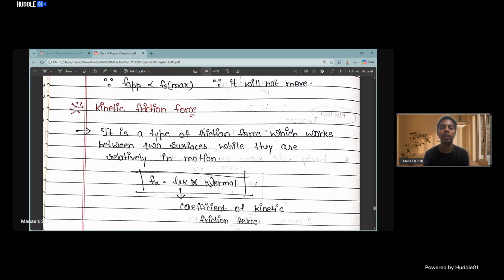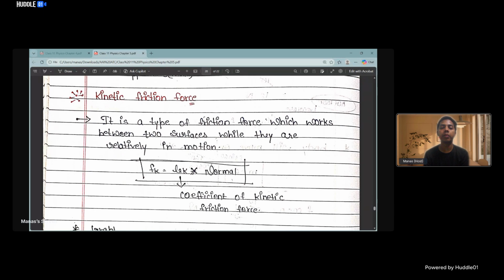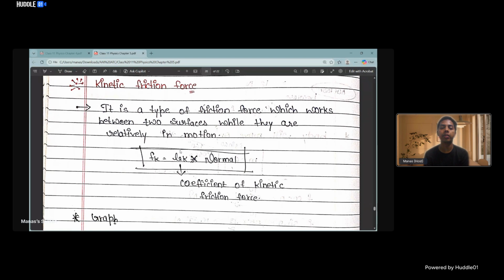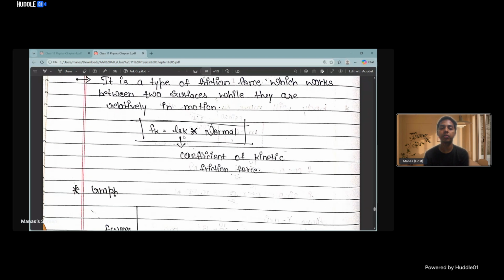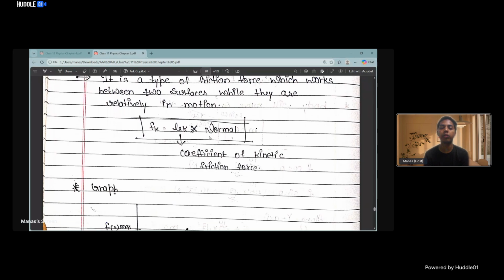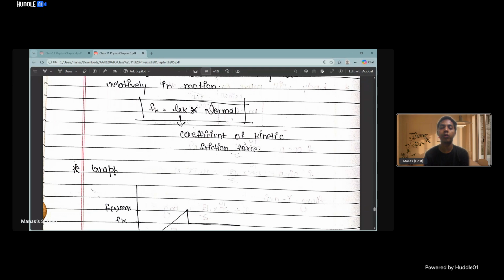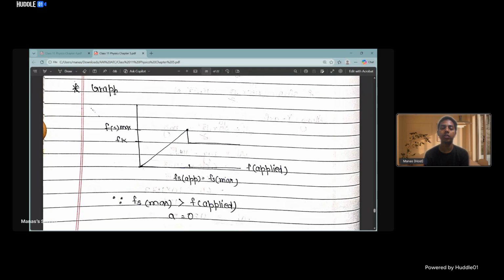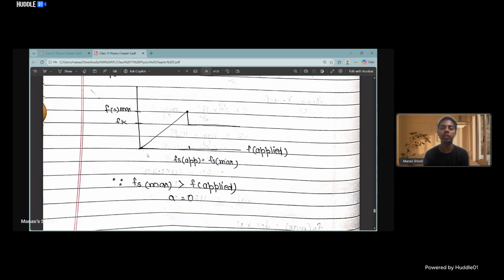Now we'll see the kinetic friction force. It is a type of friction force which works between two surfaces while they are relatively in motion. What is the numerical form? Fk equal to mu k into normal. What is mu k? Coefficient of kinetic friction. From the graph you can see this is the value of static friction. After that the body will start moving. That is the kinetic friction.